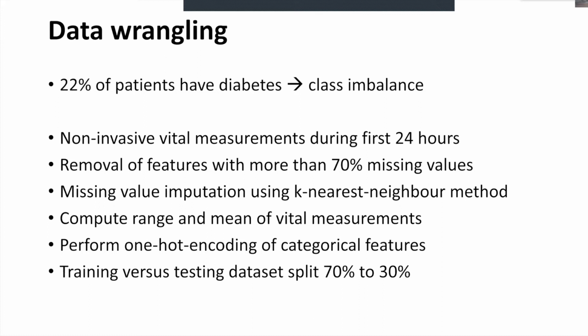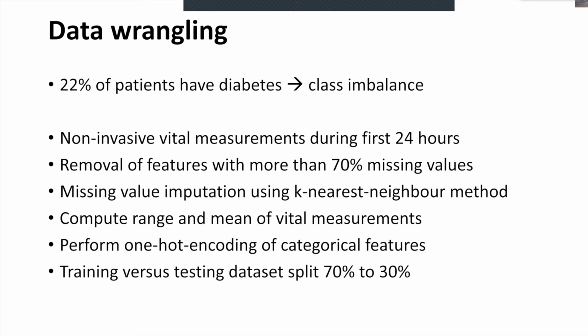Regarding numeric features, we did missing value imputation using the k-nearest neighbor method. So that's an unsupervised machine learning method. It's a clustering method. And we added some features, namely the range and the mean of the vital measurements. Range, for example, is very important because we know that diabetic patients struggle to manage their glucose levels, and therefore we're going to observe a large range of different glucose measurements.